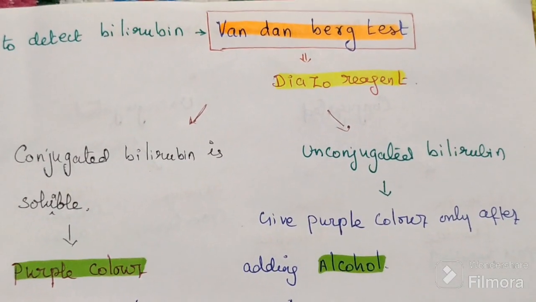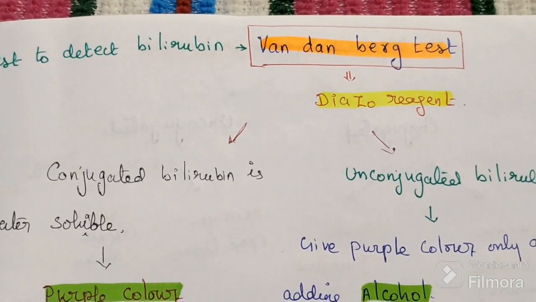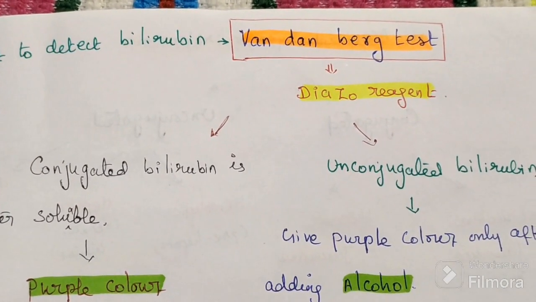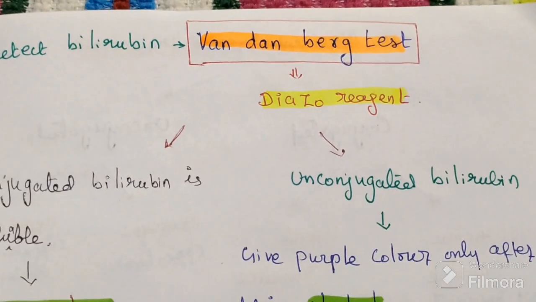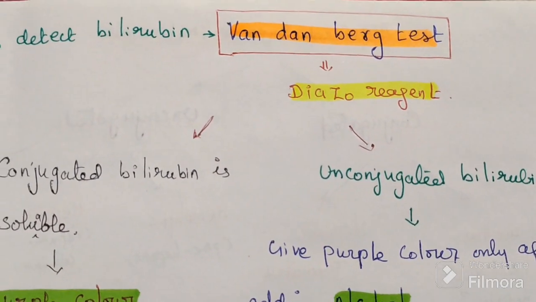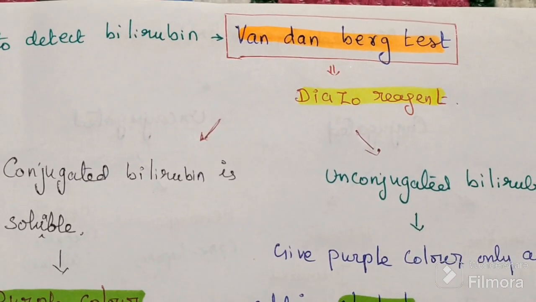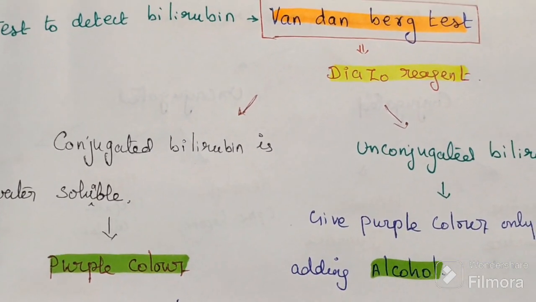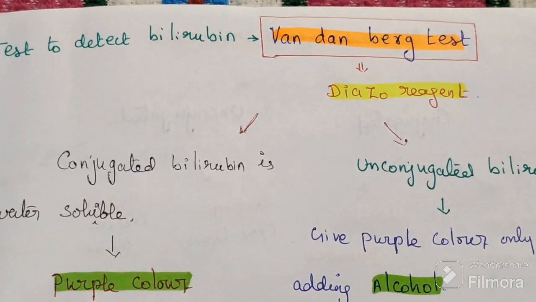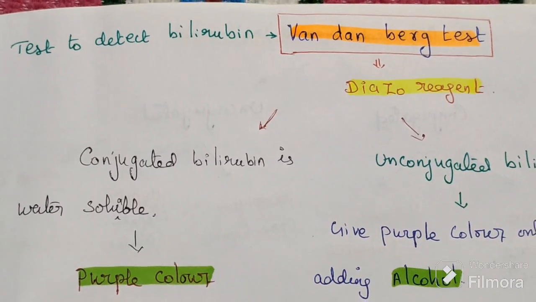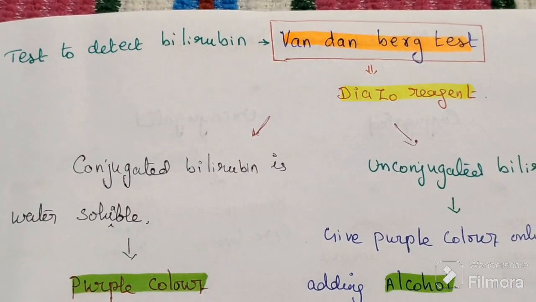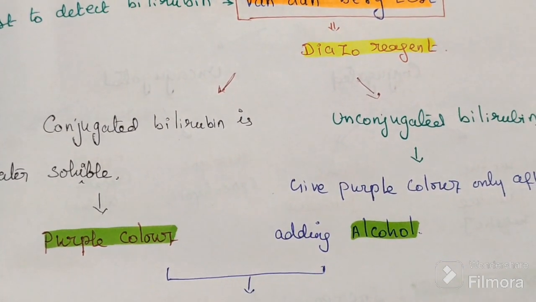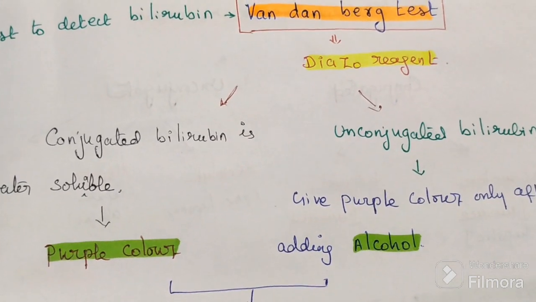There is one test for the detection of bilirubin, called the Van den Bergh test. Here we use a reagent called diazo reagent. In this test, conjugated bilirubin is water soluble, so it gives a purple color directly. That's why it is called direct bilirubin.